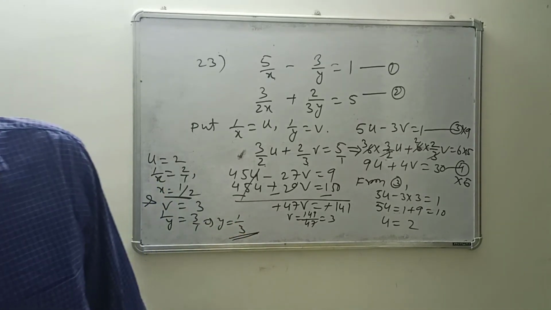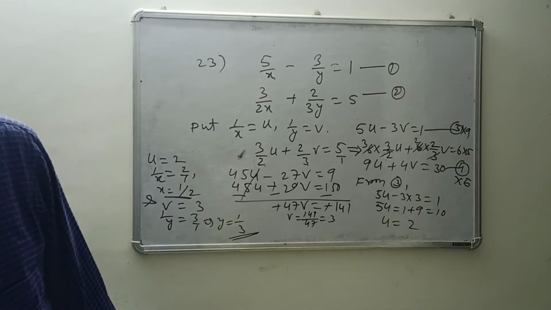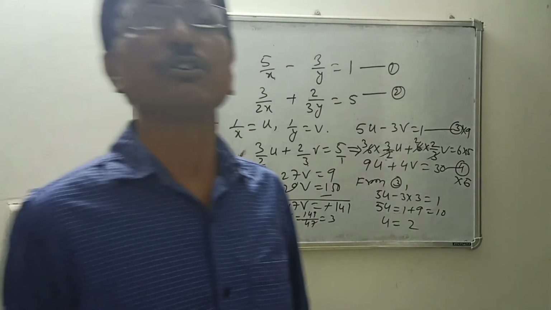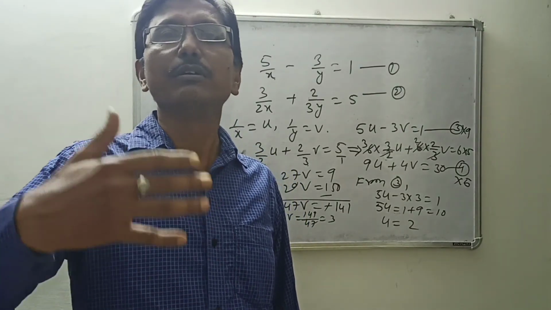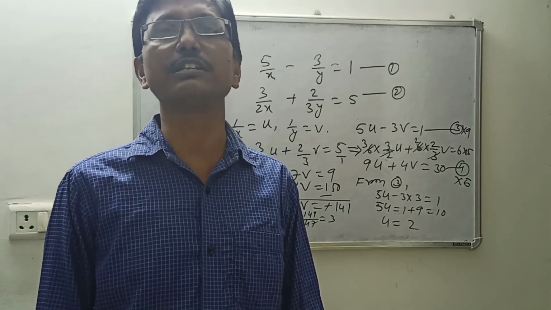So in this way, up to question number 27 of this book, you will practice this exercise 3B. You will do up to 27, and with that, you have some more types for the elimination method only. In the next class we will discuss that.